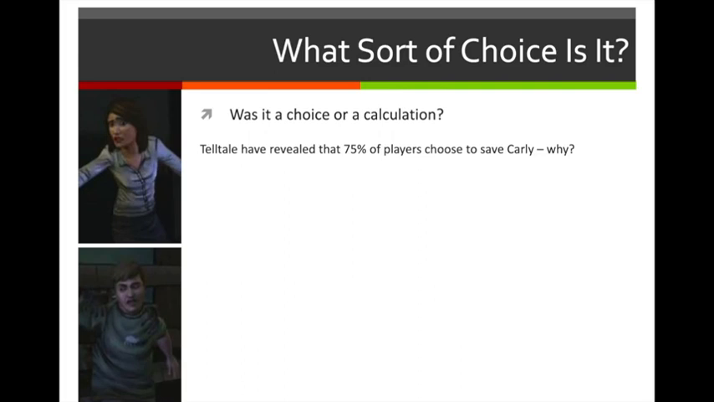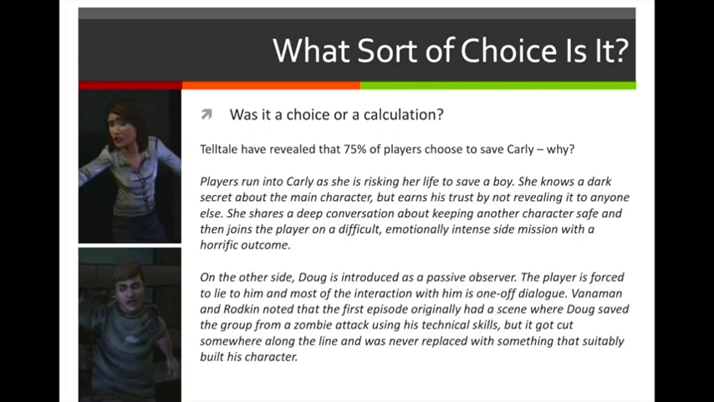Telltale have revealed that actually 3/4 of people choose to save Carly, and their suspicion is that's because the game by this point has actually shown you much more of Carly's character. She knows a secret about the main character, but has earned his trust by not revealing it. She joins the player on a sort of difficult side mission. Doug, on the other hand, is quite a passive character. The interactions with him were actually taken out of the game for reasons of cost, so the players know him far less, and so the vast majority of people choose to save Carly.